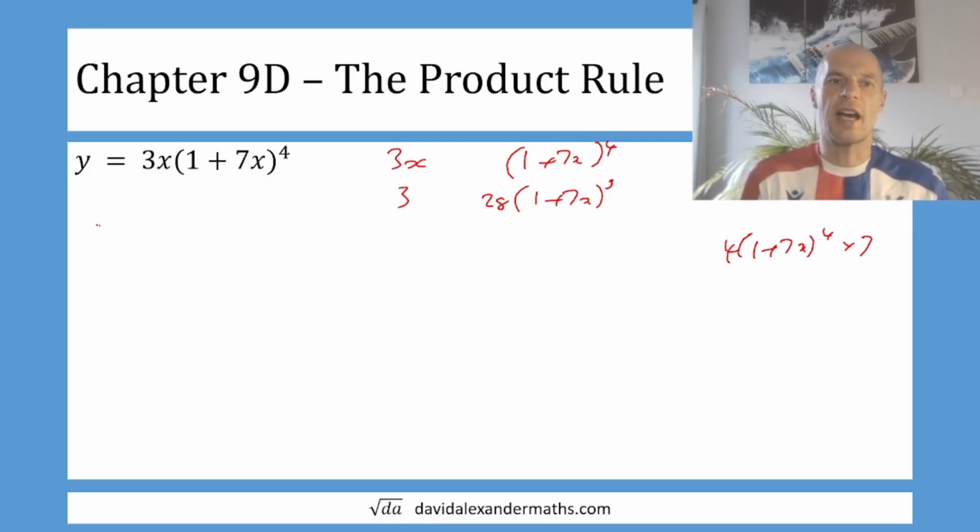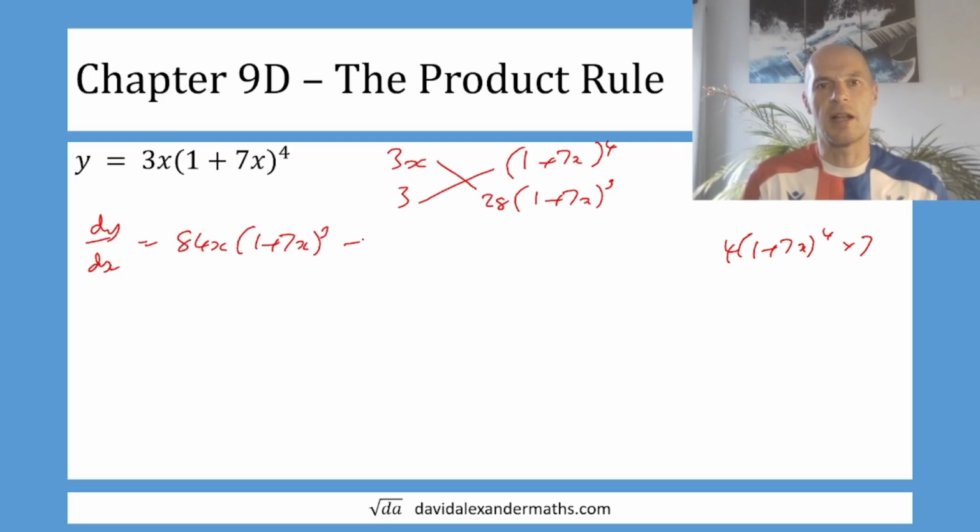Now, dy by dx is straightforward from here. It's just these two bits combined plus those two bits combined. So 3x times 28 lots of (1 plus 7x) cubed can be written as 84x lots of (1 plus 7x) cubed plus 3 lots of (1 plus 7x) to the power of 4. So there is our formula for dy by dx.